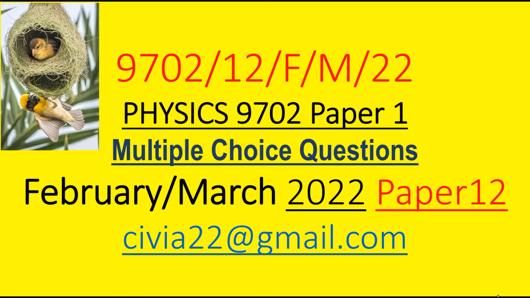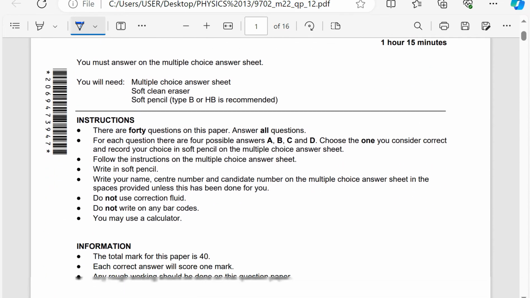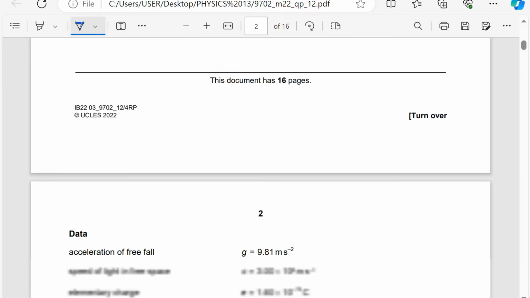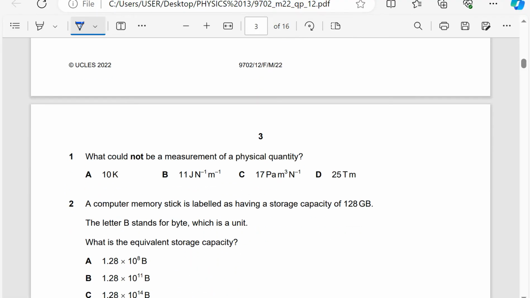So without wasting time, I would like to take you to the question paper, Physics 970211. We are used to most of these. February-March 2022. The paper is 1 hour and 15 minutes, and it's multiple choice questions. You can read through the instructions, the formula, and the list of constants.